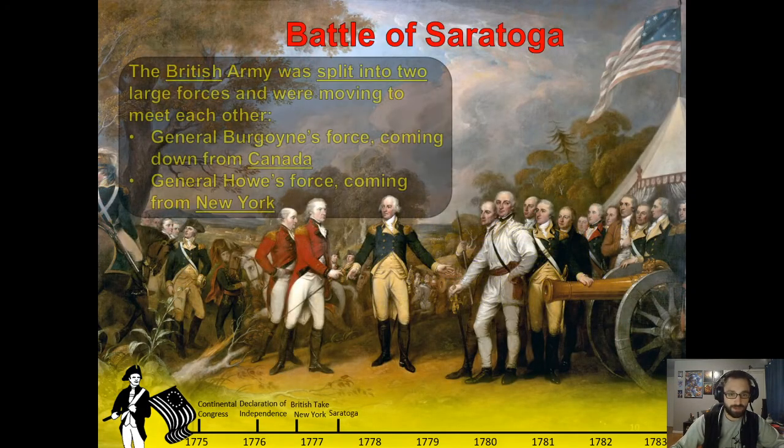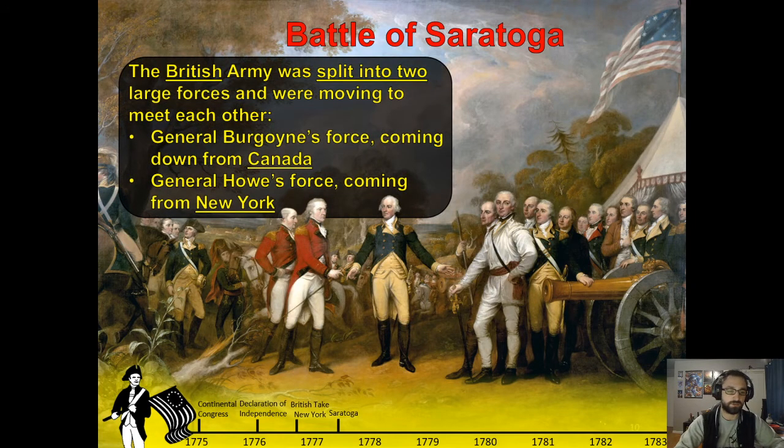Then the Battle of Saratoga happens, and this is considered a big turning point in the war. Basically what happened is the British Army was split into two large forces. One of them was in Canada, and the leader of that force was General Burgoyne. And then there's another force in New York, and the leader of that force was General Howe. The British came up with this strategy that if the two armies were able to meet and connect up, they would be able to separate the northern colonies from the southern colonies.